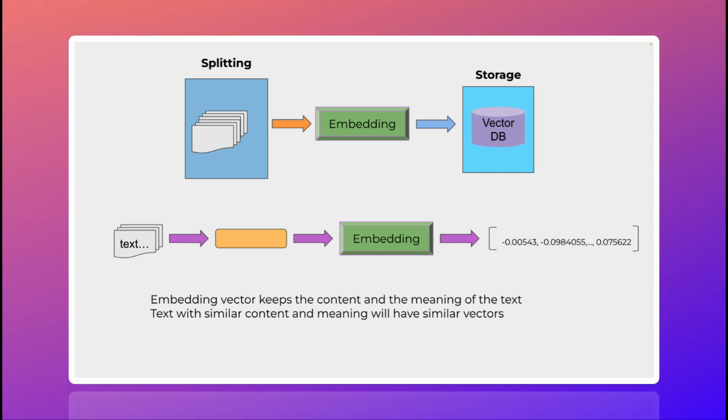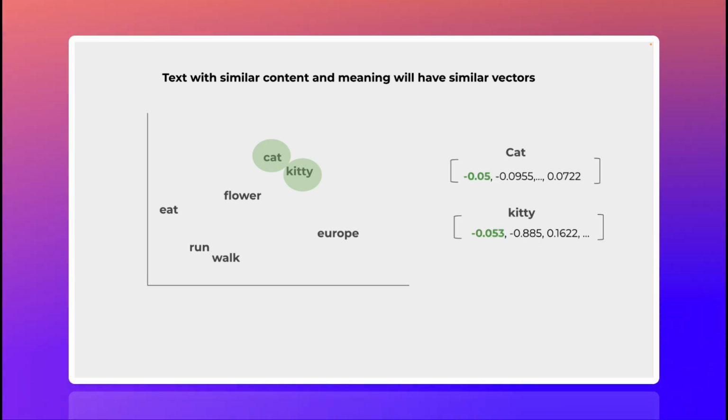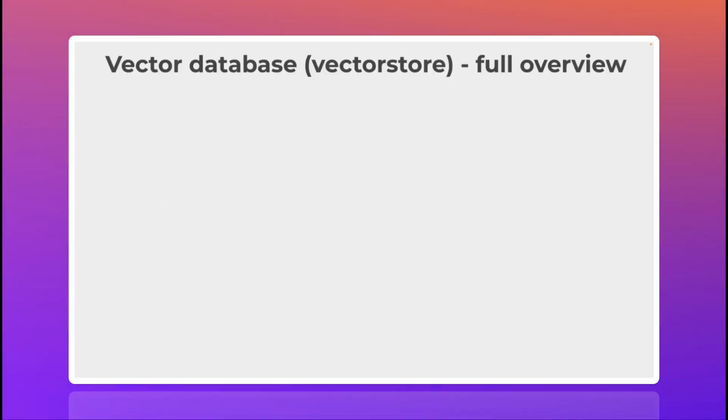It makes sense. So essentially, as we saw before, if we have all of these words, for instance, cat, kitty, flower, eat, run, walk, Europe, and so forth, cat and kitty have essentially the same meaning. Therefore, their vectors will have similar numbers, and their vectors will also be similar. Okay, that's the whole idea. And so, back to what we've just discussed, that is indeed what is saved in the vector database.